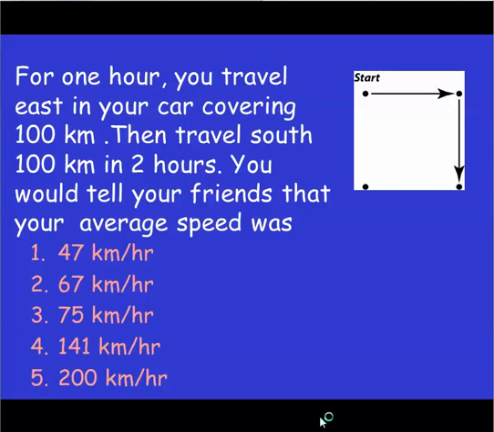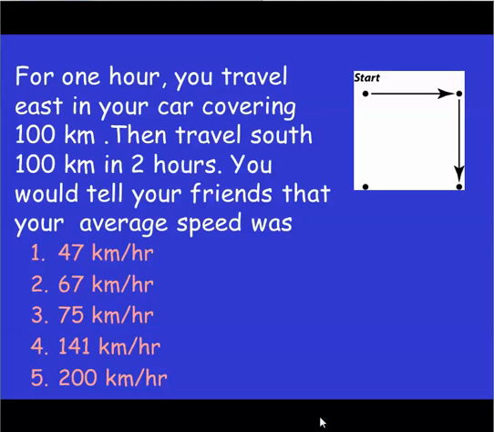This is a clicker question, so I'll just let you think about this and then answer. You can just answer on paper, then we'll talk about it. For 1 hour, you travel east in your car, covering 100 kilometers. Then you travel south 100 kilometers in 2 hours. You would tell your friends that your average speed was, and your choices are 47 kilometers per hour, 67 kilometers per hour, 75 kilometers per hour, 141 kilometers per hour, or 200 kilometers per hour.